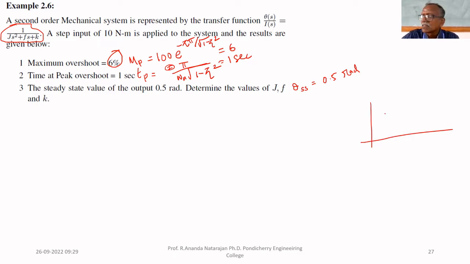we do not know the nature of the system, whether it is underdamped, overdamped, critically damped, or undamped. It is not undamped because it is settled at 0.5. Therefore, it is any one of these three categories, overdamped, underdamped, critically damped, and it is settled somewhere. Let us assume that it is underdamped. It is settled at 0.5. That is given. The steady state value of the output is 0.5 radians. This is given here.